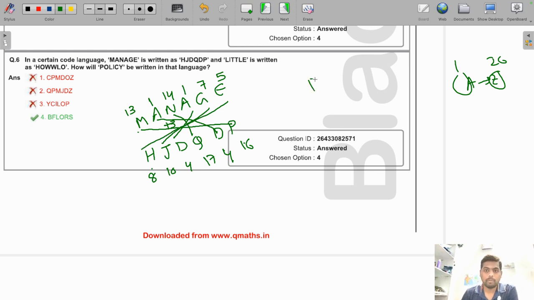So they are asking for policy, so how will it be for policy? For P, it will be 16. So 16 plus, how much do we need to add? We need to add 3. 16 plus 3 is 19. 19 means S, yes, here in the last question. In the options, the only option with S is here, because it will be P, it will be Z, so no need to solve the entire question.